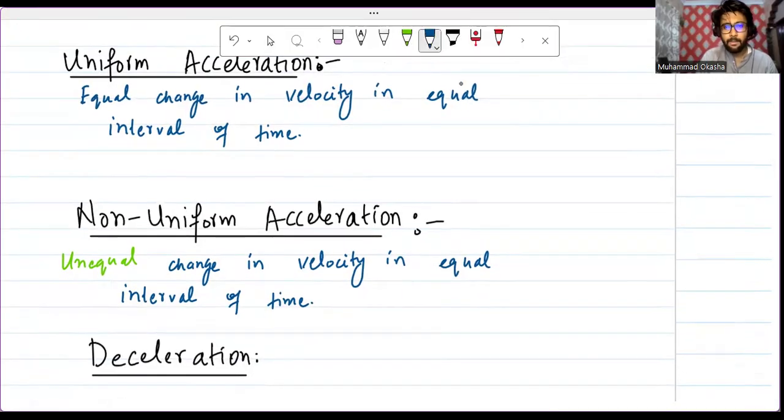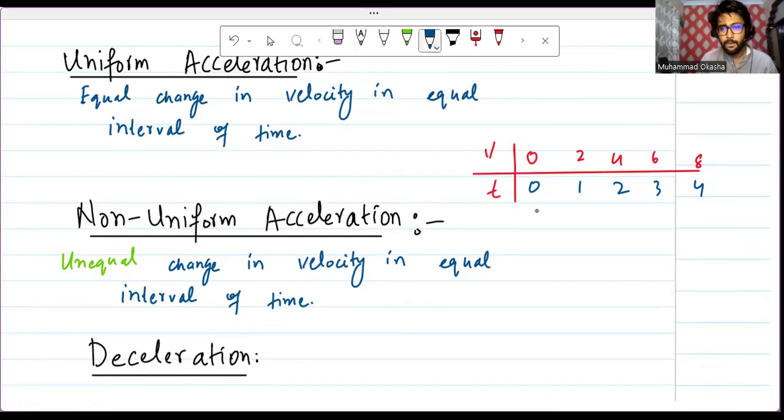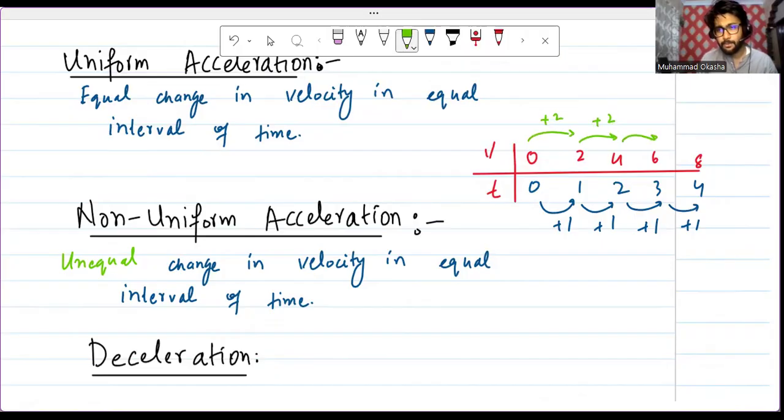Okay, for example, let's say time changes from 0, 1, 2, 3, 4, and the velocity is 0, 2, 4, 6, 8. Then you can notice the change. The time interval is the same, it's +1, +1, +1, and +1. If you look at the change in velocity, it is also equal: +2, +2, +2, and +2. That will be uniform acceleration.